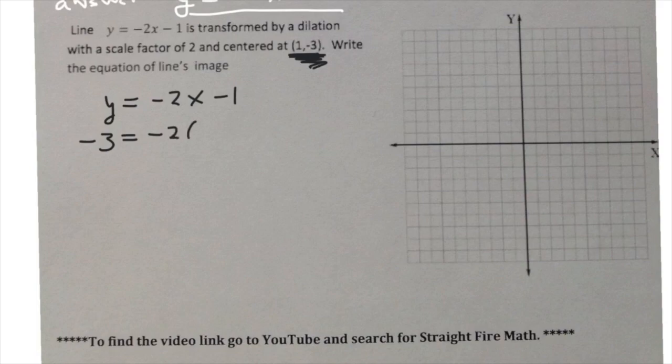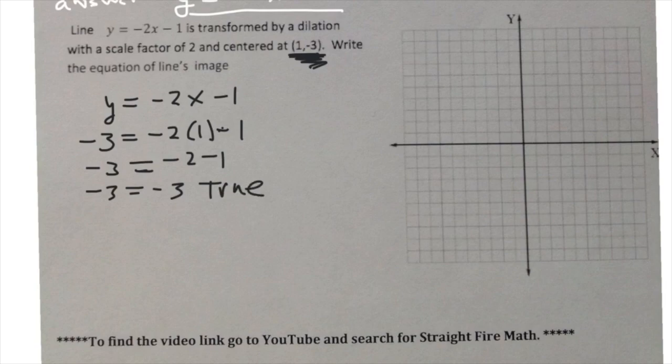If we plug in the x and the y, we end up getting negative 3 equals negative 2 minus 1, which is negative 3. So in this one, we get something that is true. So it means that the center is on the line. And whenever you dilate and the center, 1, negative 3, I'll graph it here.